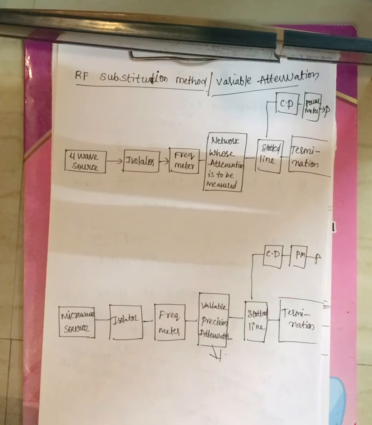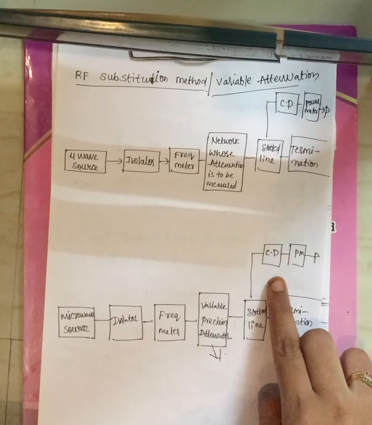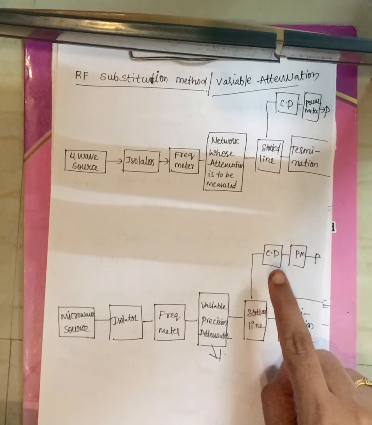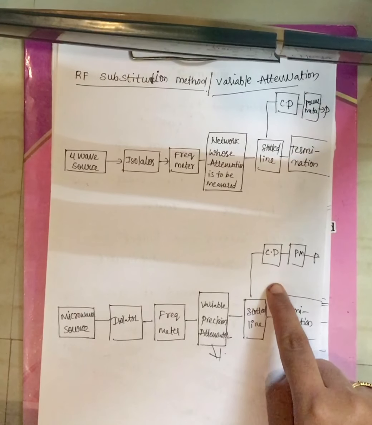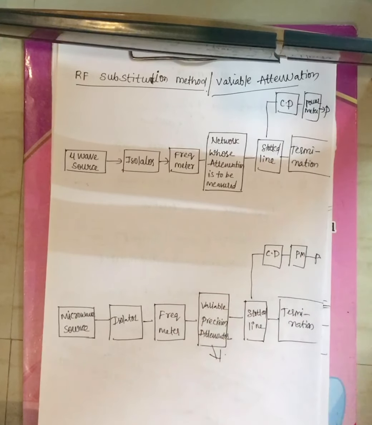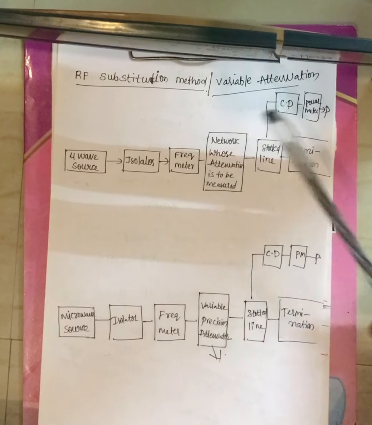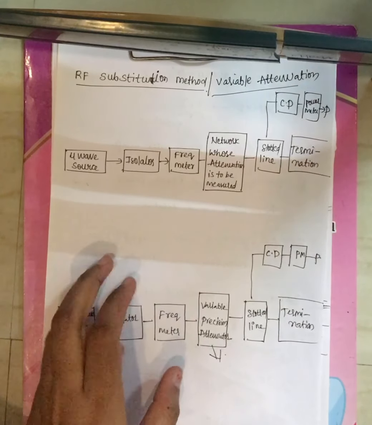This is because of the crystal detector. The crystal detector characteristics are non-linear. Because of these non-linear characteristics, fixed attenuation measurement doesn't give accurate values at higher frequencies. That is the main disadvantage of the power ratio method. That's why we go for the RF substitution method or variable attenuation method.